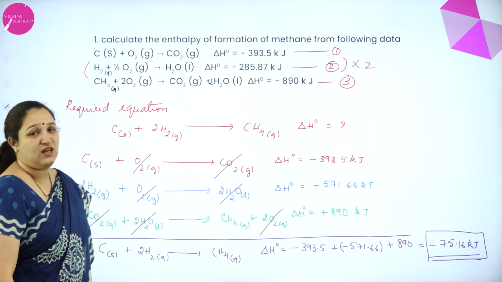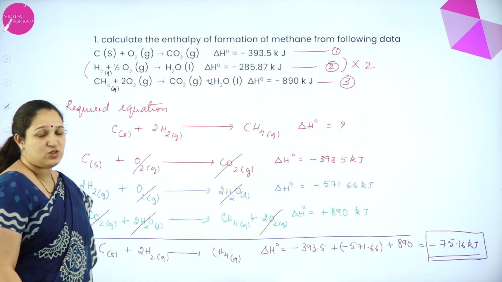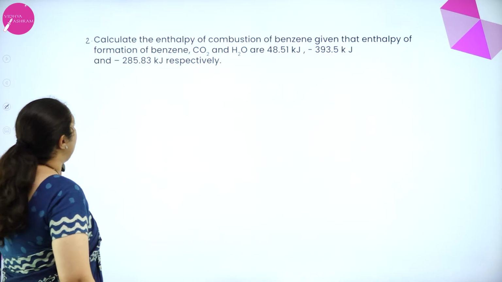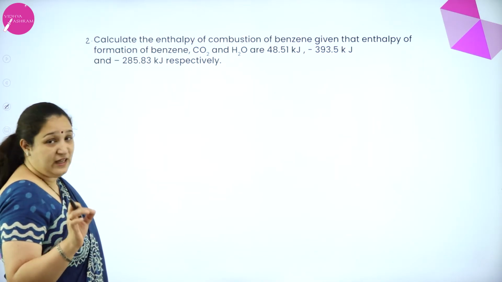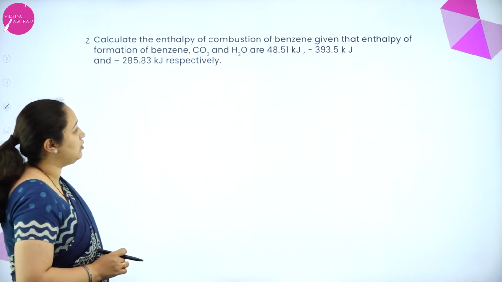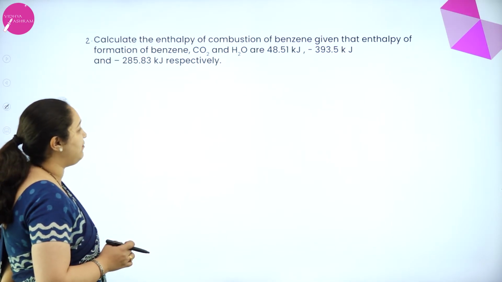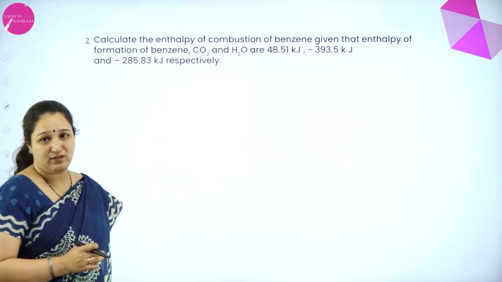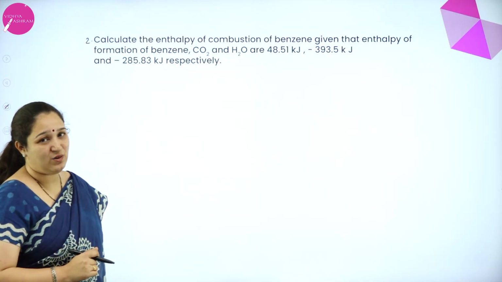It is very easy if you have understood what the required equation is. Okay. So shall we solve one more problem similarly? Second problem: calculate the enthalpy of combustion of benzene, given that the enthalpy of formation of benzene, carbon dioxide and water is 48.51 kilojoules, minus 393.5 kilojoules and minus 285.83 kilojoules respectively. Here equations are not given, you are supposed to write the equations.